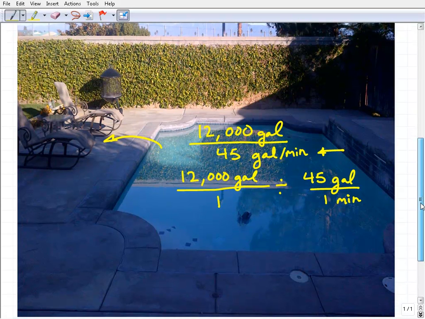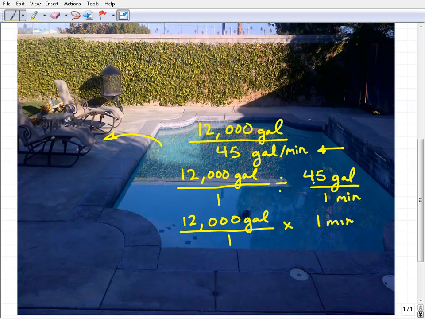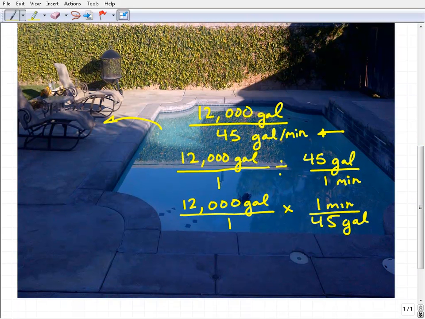Okay, so hopefully you knew that, and if you didn't, then that's good. Then you're actually learning something from this video. So let's go ahead and take the next step here. So we would write this now, 12,000 gallons over 1 times, right? Because this is a fraction, so we're going to flip this fraction. So this is going to be times 1 minute, right? We're going to reverse this over 45 gallons. Okay, so that was your next step. All we did was flip this fraction.